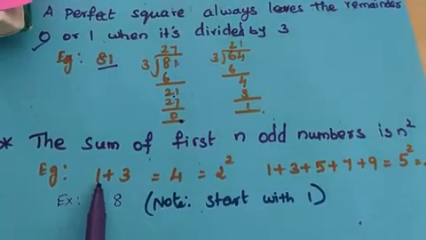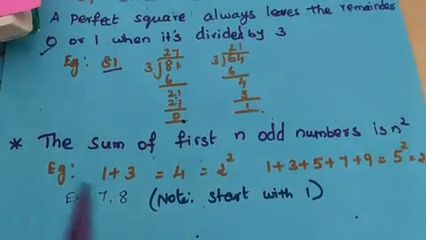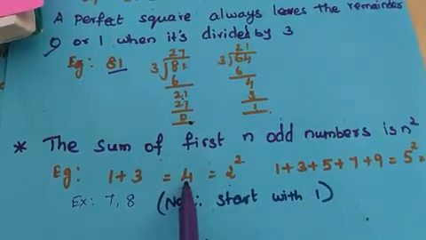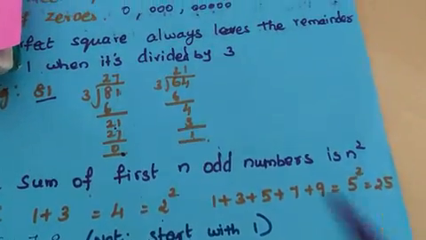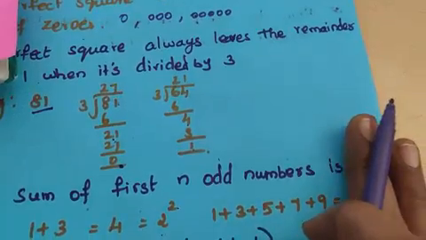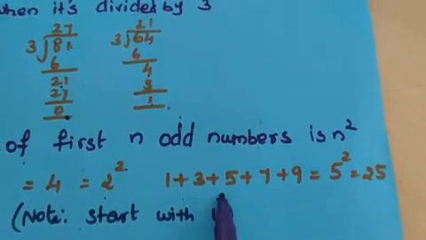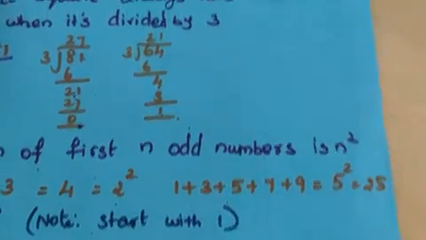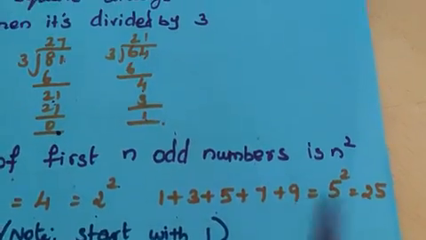That is, here I have taken 1 plus 3. So 2 numbers only I have taken. If it is 2 numbers, 2 squared is what? 4. Right? And suppose another example. You don't see this one, you just see the numbers. You want to just add 1 plus 3 plus 5 plus 7 plus 9. This is the sum of first n odd numbers, right? I have taken till 9.